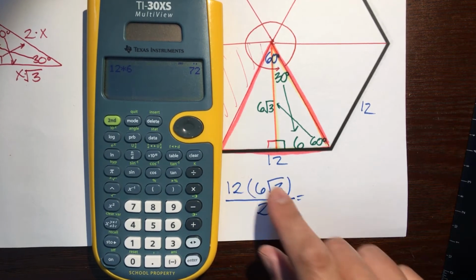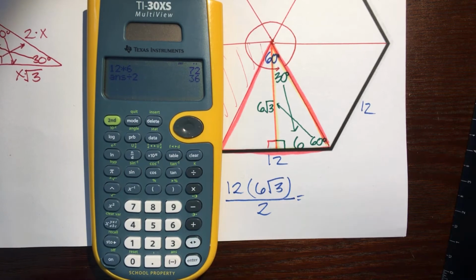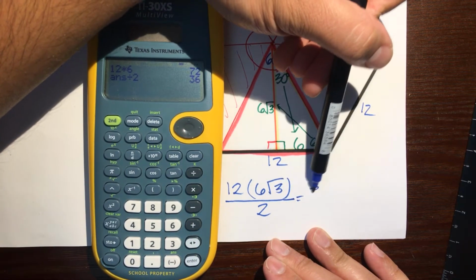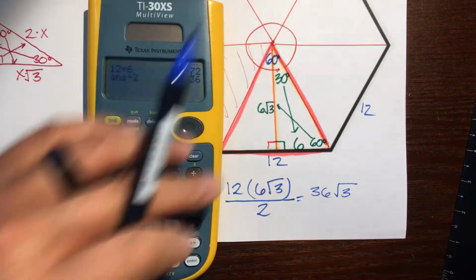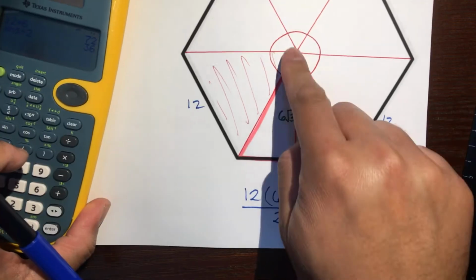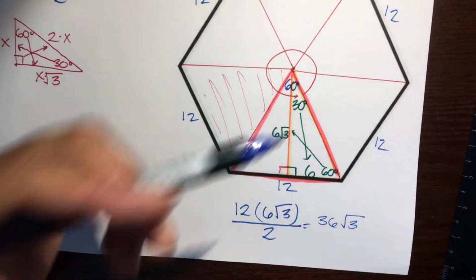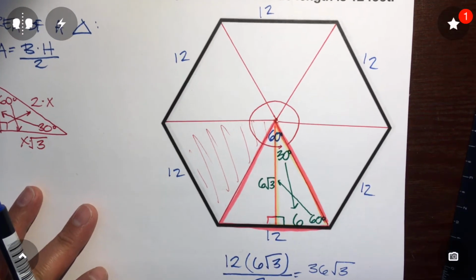And then I'm going to divide it by 2, which is 36. And remember, we're just going to leave that square root of 3. So simplified, it's 36 square roots of 3. And this is the area of this one triangle. But remember, our goal is to find the area of this entire hexagon.